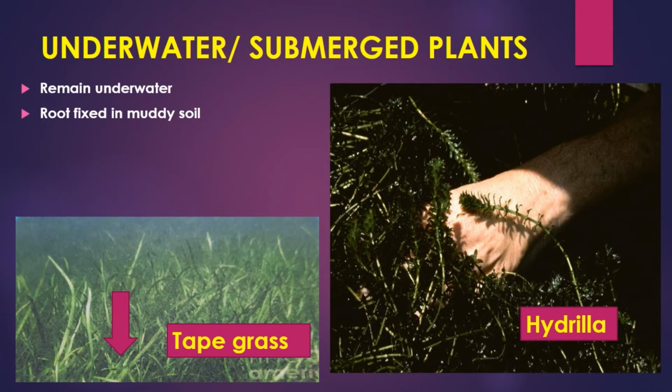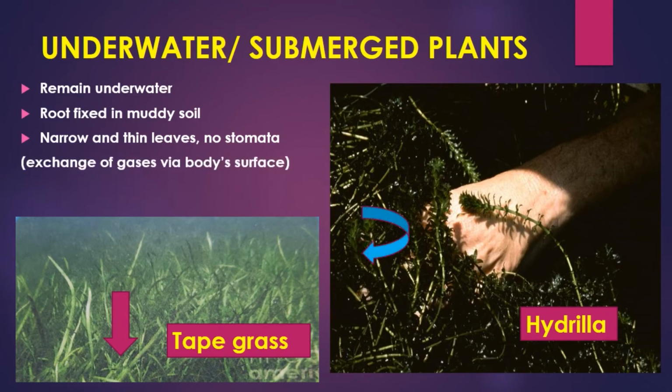When you see the picture of hydrilla, you can easily see that the leaves are narrow and thin. There are no stomata. Hence, the exchange of gases takes place through the body surface. Now, when you observe the stems, they are flexible. They can bend with the flowing water.